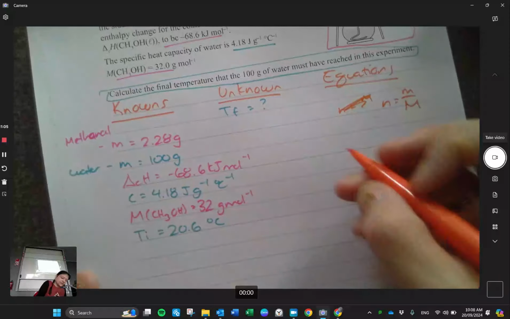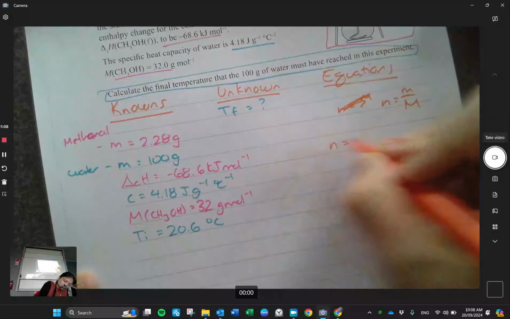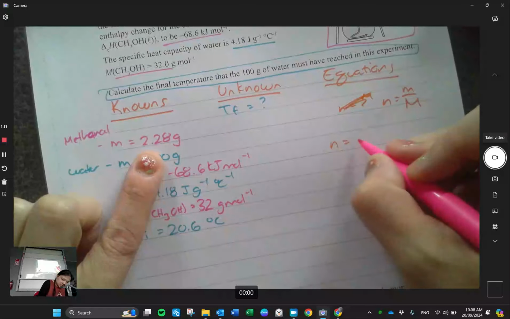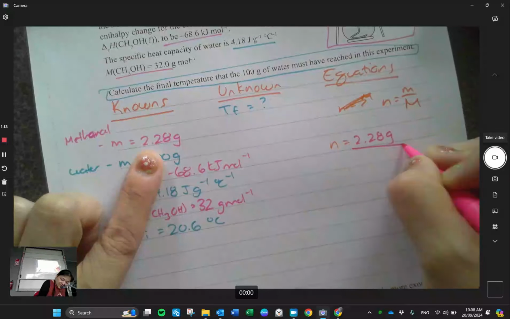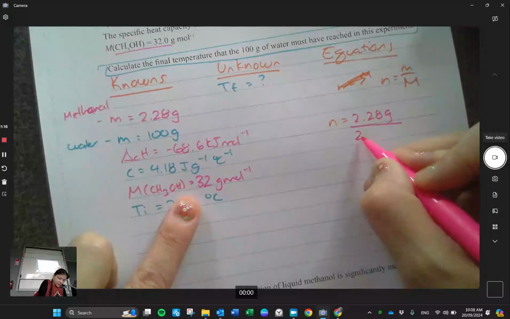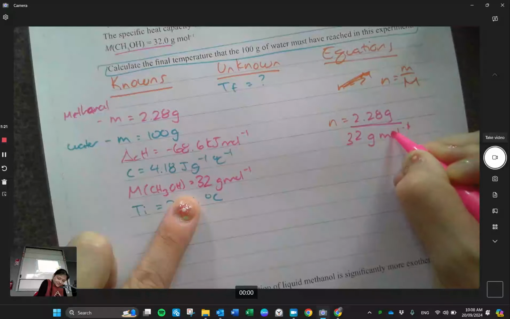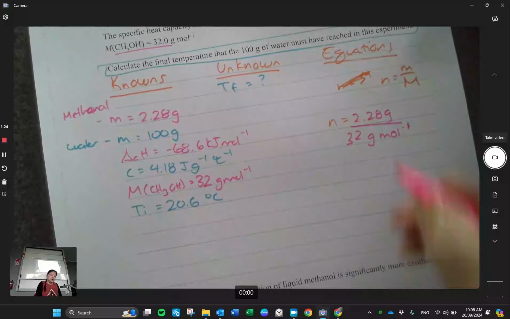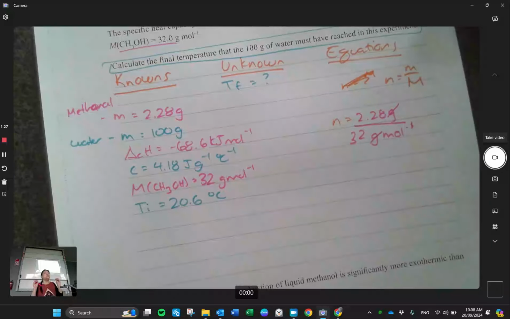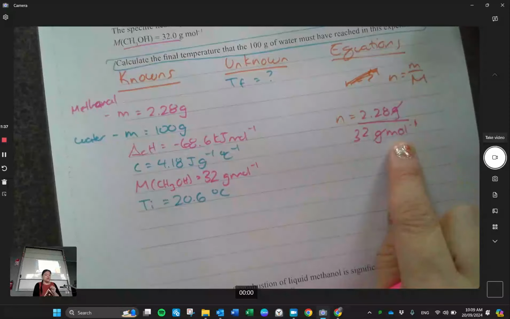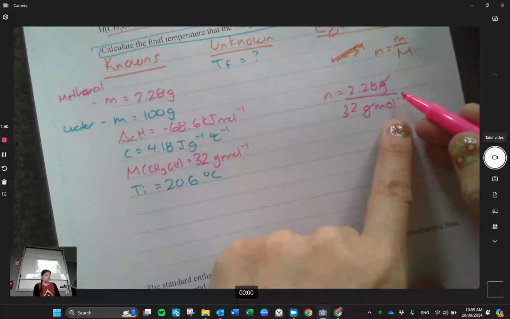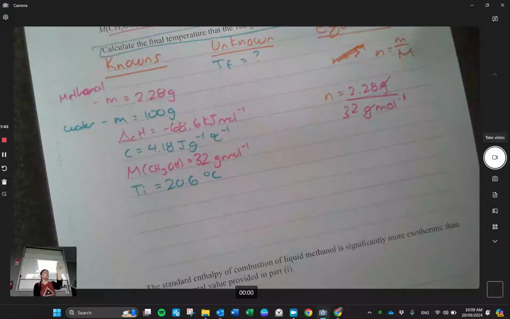All right, so let's start setting that up. n is equal to my 2.28 grams, and I'm dividing it by my molecular mass of 32 grams per mole, like that. Are you okay with that? I like to always put my units in when I'm working because it's a really good way to idiot check myself. If I can make sure that the units cancel out, then I know I've done the step correctly. So I've canceled out my grams, and this is per mole because it's underneath the division sign, so now it becomes moles again, which is what I want as my unit.